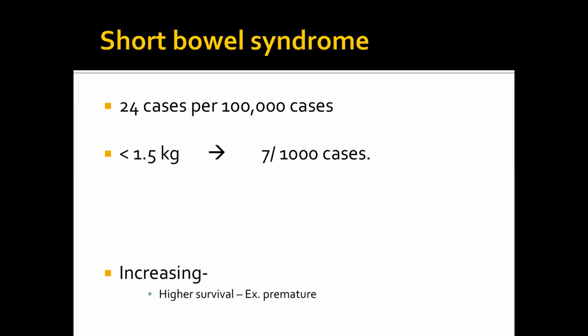There are about 24 cases per 100,000 live births. Among patients who are born at less than 1.5 kilograms, there are about 7 per 1,000 cases. The numbers are increasing because of improving NICU care, especially for extremely premature patients, and we are accepting to resuscitate smaller and smaller gestational ages, 24 weekers, sometimes even 23 weekers, less than 500 grams.